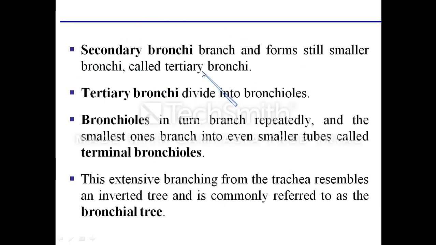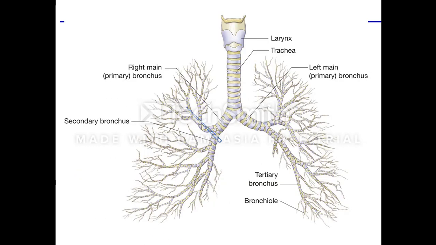After entering the lobe of the lung, the secondary bronchi divide into further smaller bronchi, which are called tertiary bronchi. Tertiary bronchi divide into bronchioles. Bronchioles in turn branch repeatedly and finally form very small tubes called terminal bronchioles. All these divisions from the trachea to the terminal bronchioles give the shape of an inverted tree. So this is called the bronchial tree. This is what the bronchial tree is.